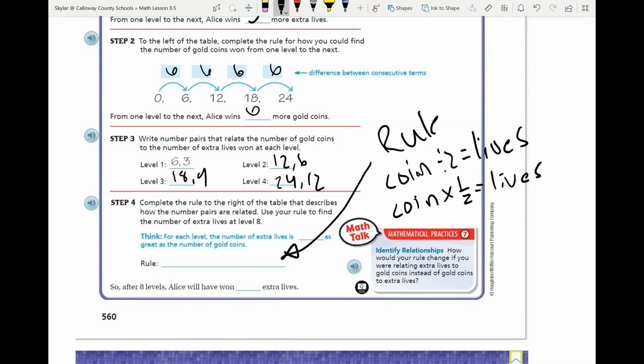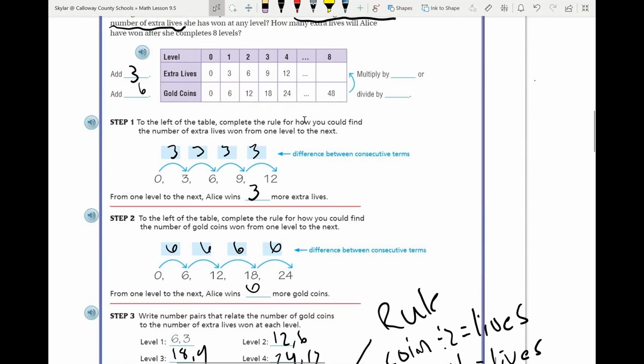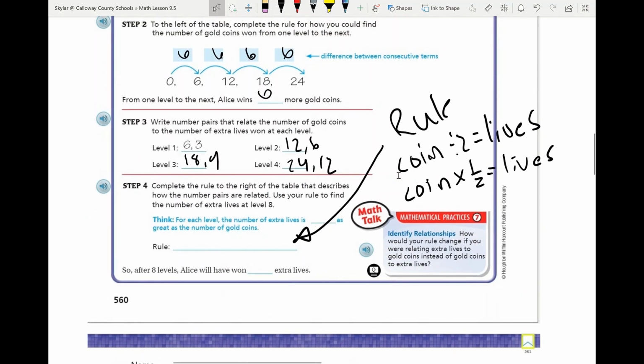So let's use that rule to figure out how many extra lives she will have at level 8. Well, if she has 48 gold coins at level 8, we just need to plug that into our rule. 48 divided by 2 equals 24. So she'll have 24 extra lives.